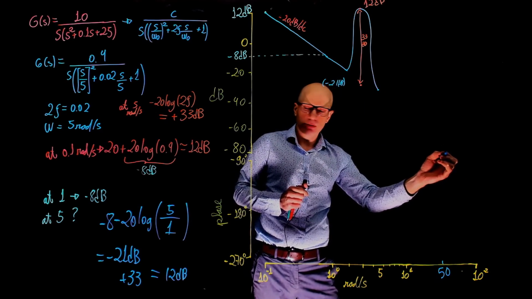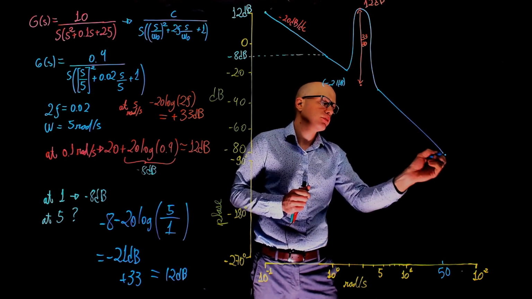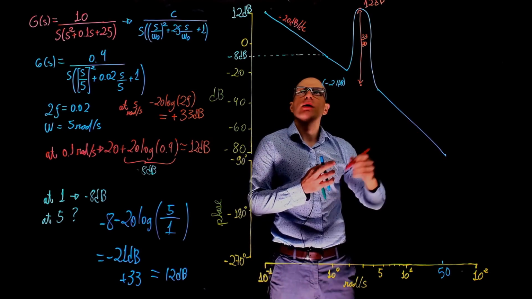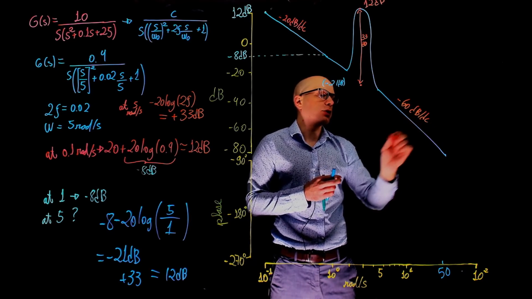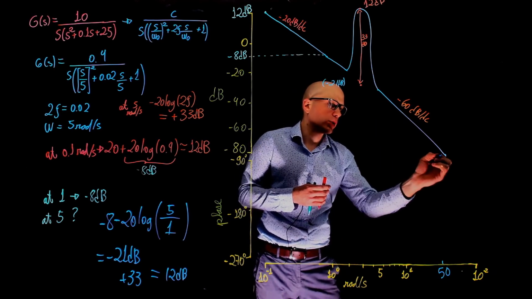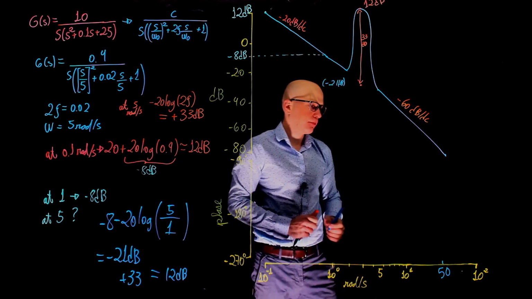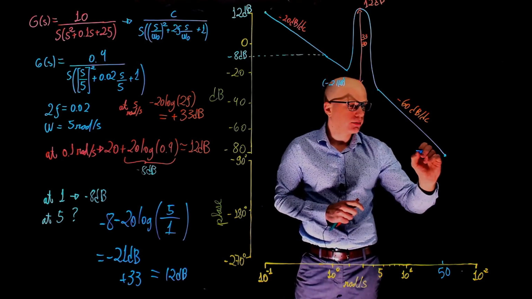So around here. Because the slope now became negative 60 dB per decade. This is 60, this is 1 decade from 5 to 50. And here we are at negative 81.